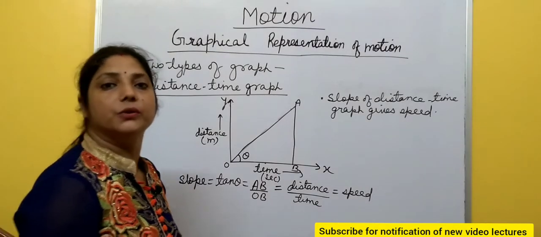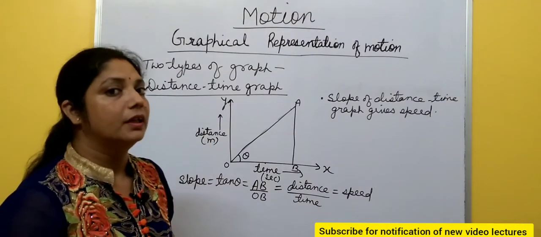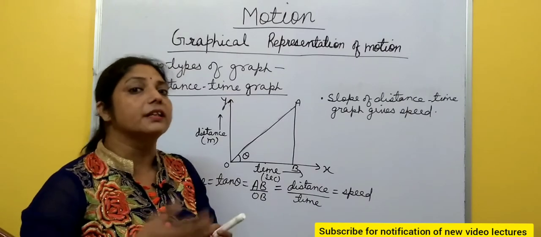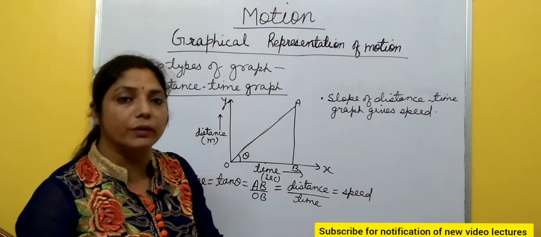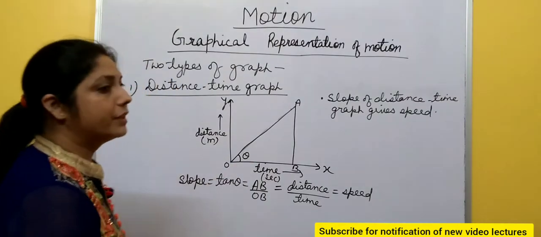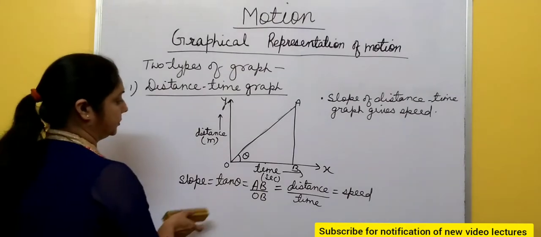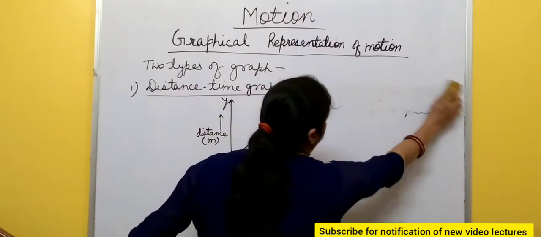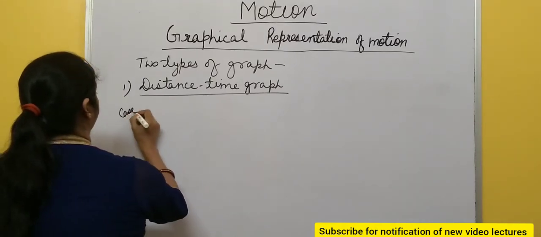Now, I am going to discuss different cases of this distance time graph. Suppose the body is initially at rest; after this it covers equal distance in equal intervals of time; it covers unequal distance in equal intervals of time. So we will discuss all these cases one by one. Note down this first. Okay. So next, let us take case 1.